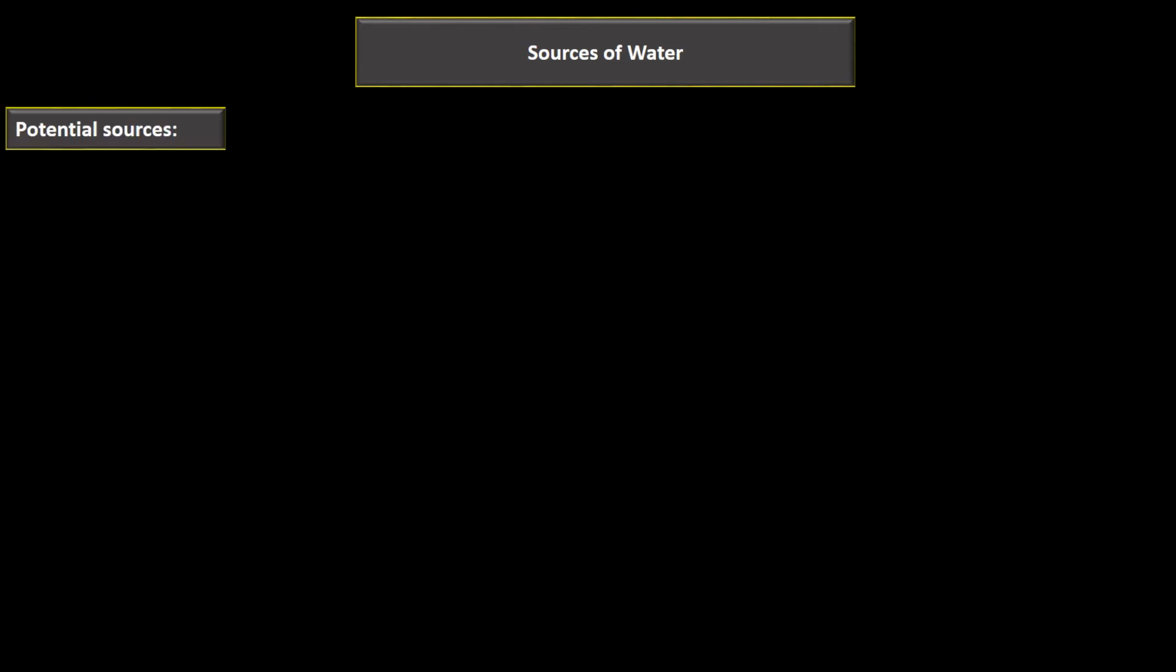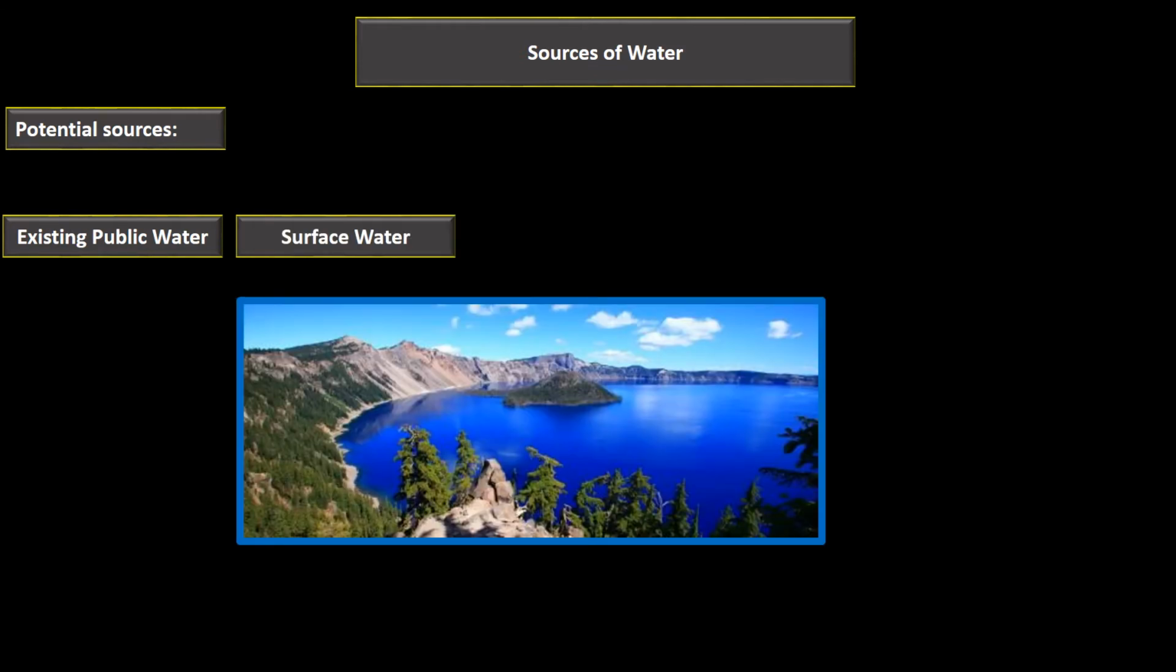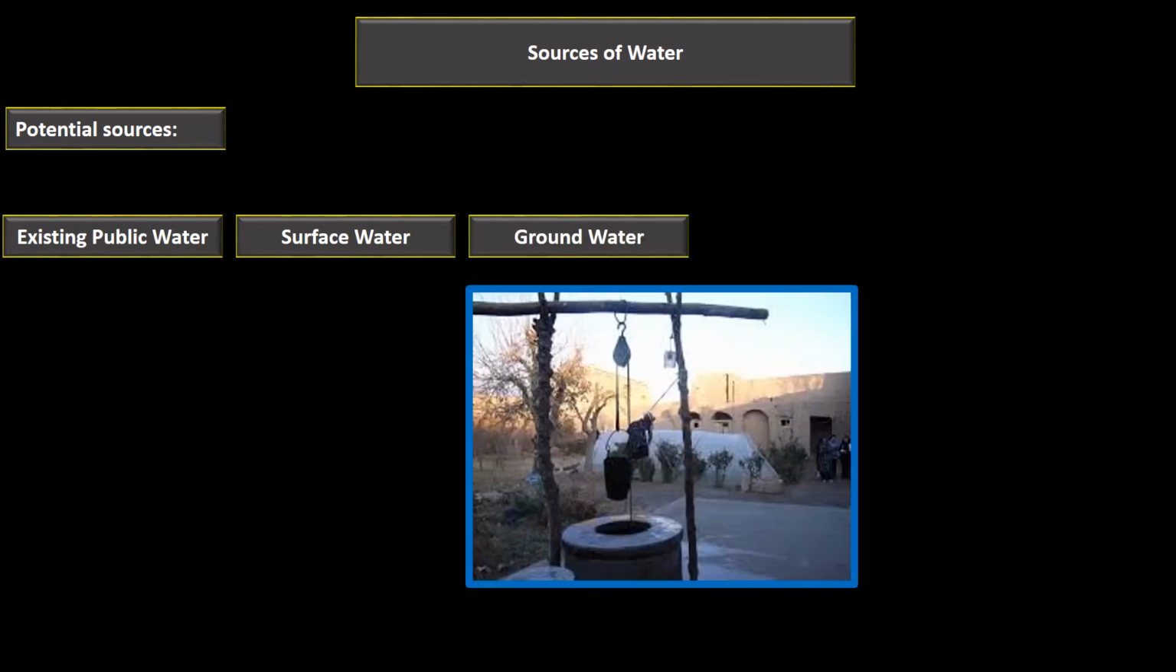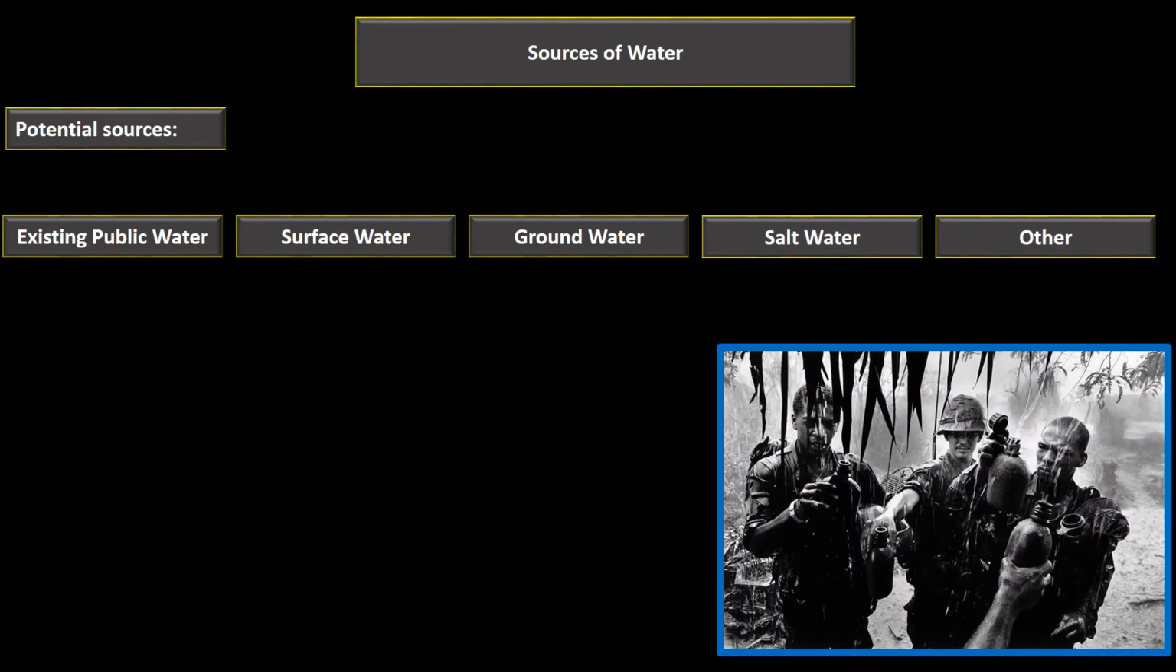Potential sources are going to include existing public water, surface water. It's a good picture of Crater Lake up in Oregon. Groundwater, like this well here in Afghanistan. Salt water, like the ocean. And then other, which will include rain, snow, and ice.